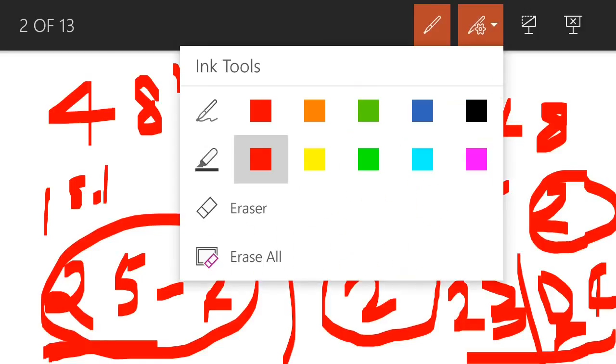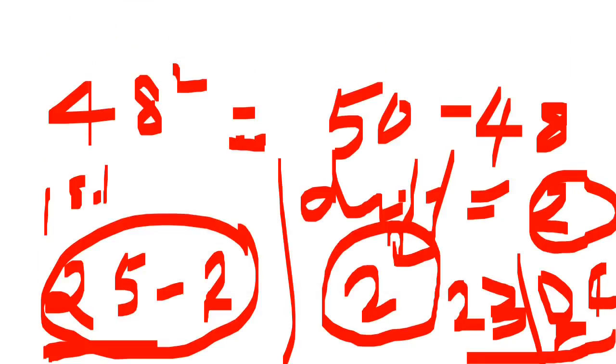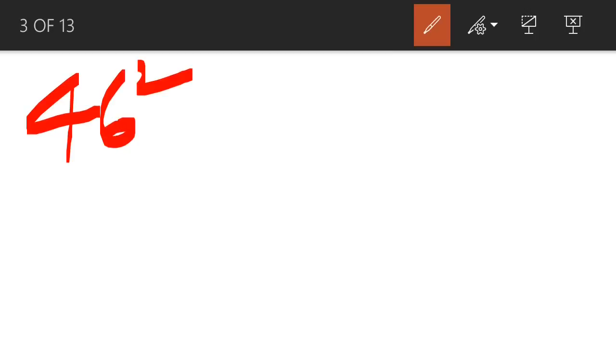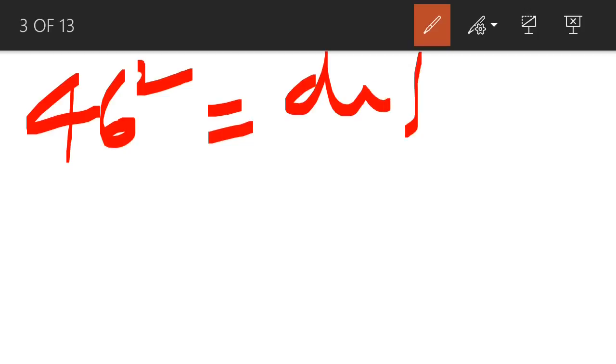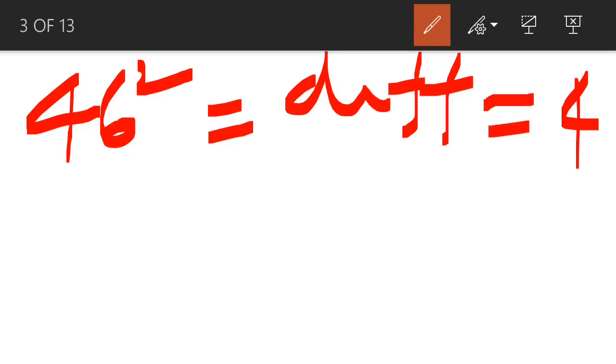Let's see another example. I will explain it again if you don't understand. Take the example 46 square. As I said, you first have to calculate the difference from 50. The difference is 4. You can calculate it all by mental calculation.